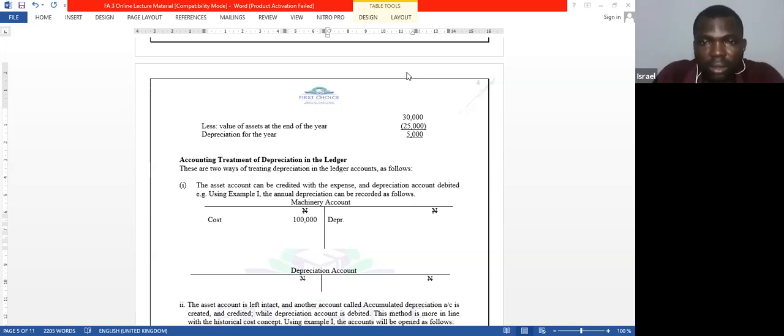Okay. Now, the amount that we have calculated that depreciated, which means it has reduced the amount that we have enjoyed from it, is what? 18,000, based on our calculation in example one, 18,000.